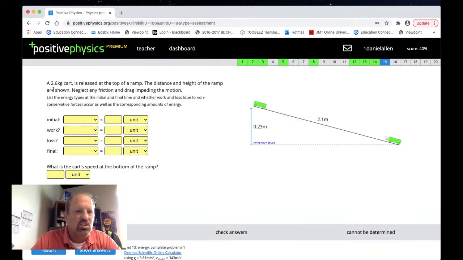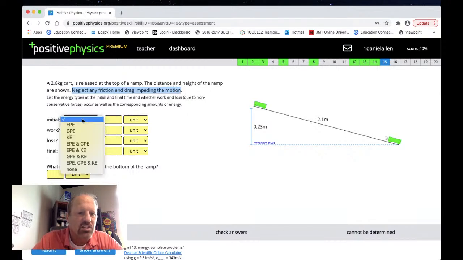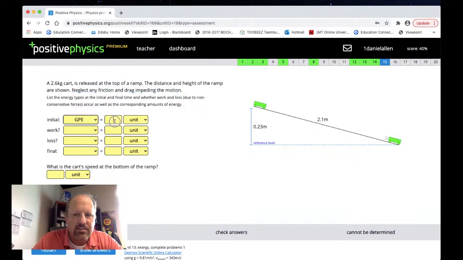Okay, so a 2.6 kilogram cart is released at the top of the ramp. That means the initial velocity is 0. The distance and the height of the ramp are shown. Neglect any friction and drag impeding the motion. That's huge. You guys understand that, right? So the initial energy at this height is all gravitational potential, and that's equal to mgh, and then we plug all that in, and then it's going to say how much work was there.